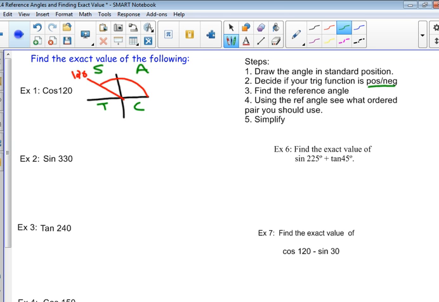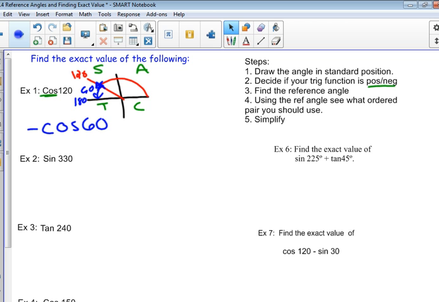So when we're dealing with something that's a cosine, but we're in the S quadrant, is that positive or negative? Good, it's negative because only sine is going to be positive here. So I know that I need to have a negative. Now, we don't know something special about 120. We don't have a 120 ordered pair. So what we're going to use is our reference angle. What's the difference? 60. Good. So what we're really going to figure out is the negative cosine of 60 degrees.